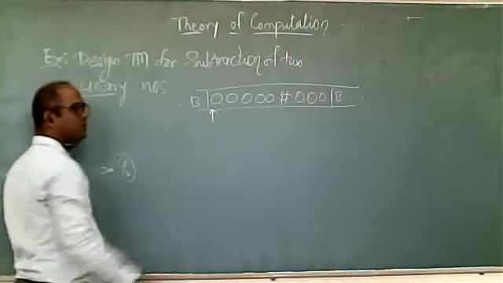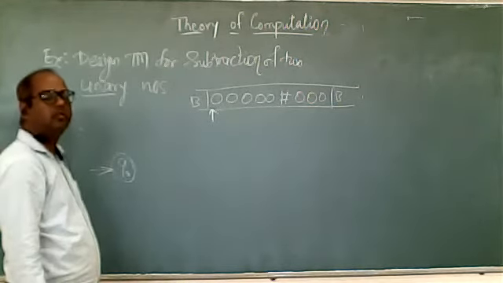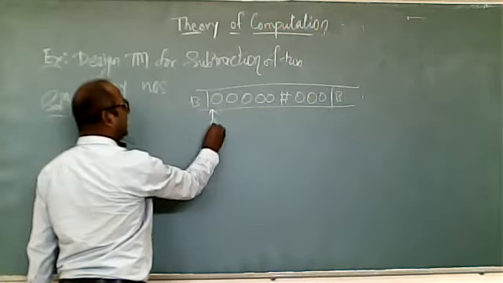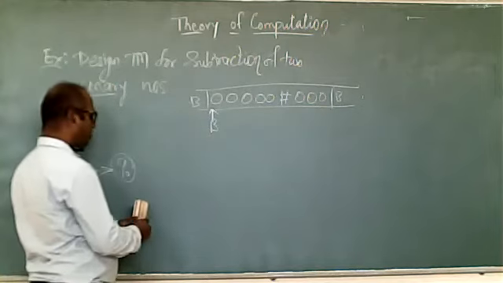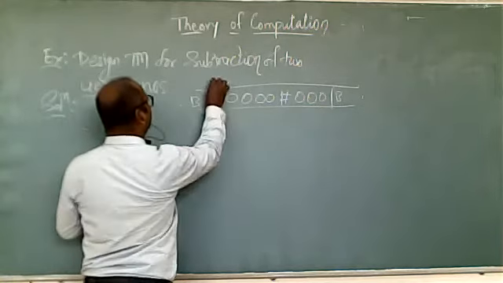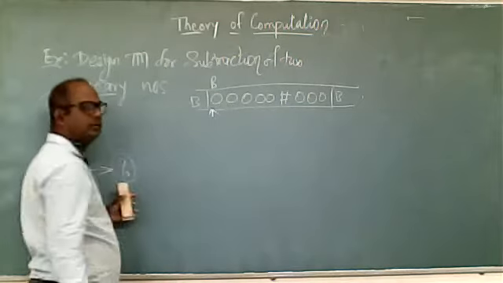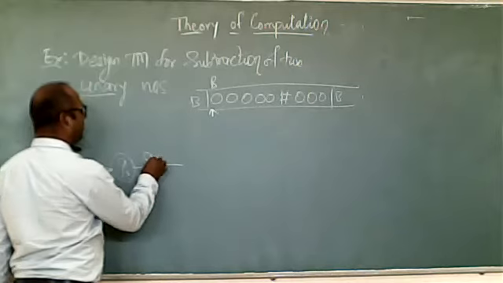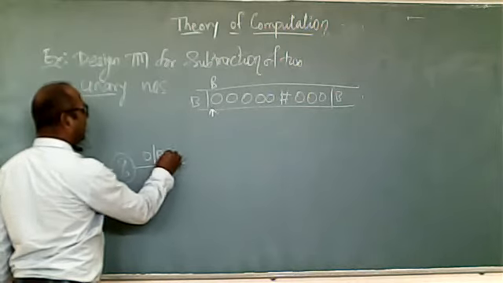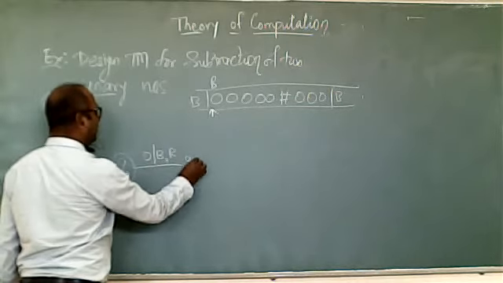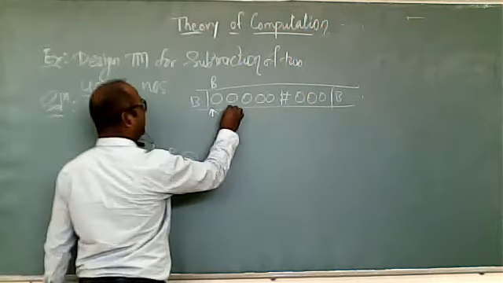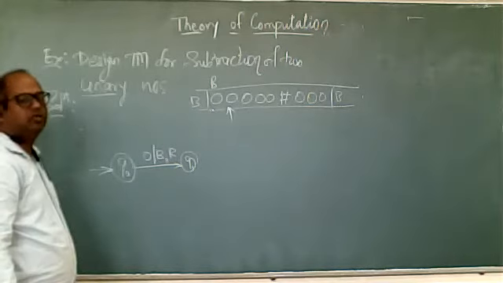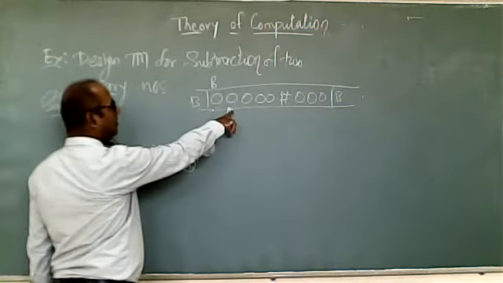Now the head is at the first input symbol. So what we have to do? If we have 0, replace it with a blank, and the head movement is right. Move the head here. So the leftmost symbol is now blank, and we move to the right.